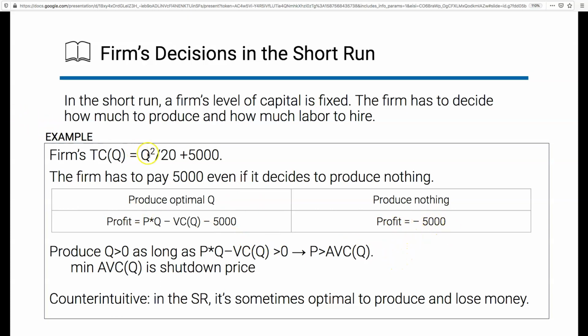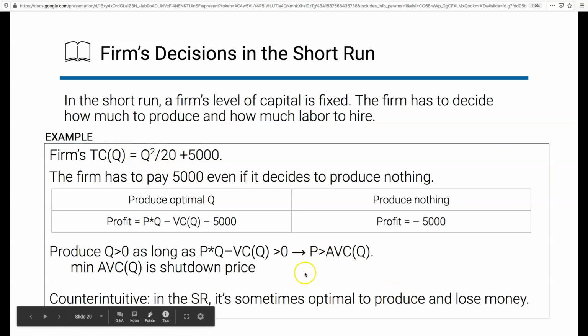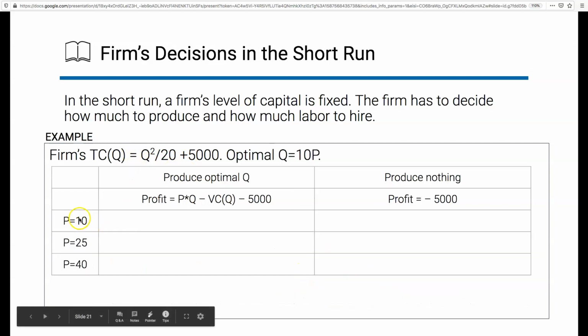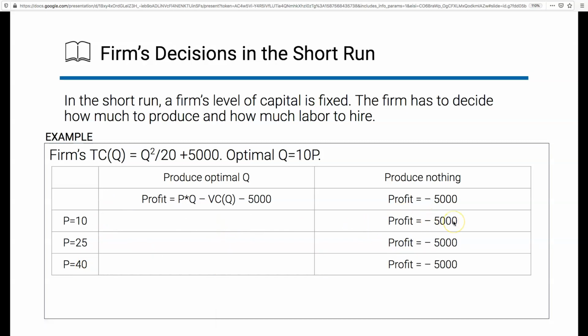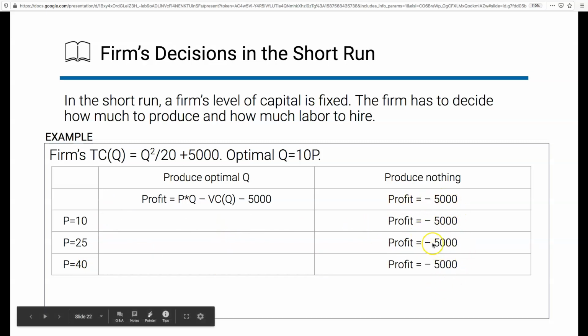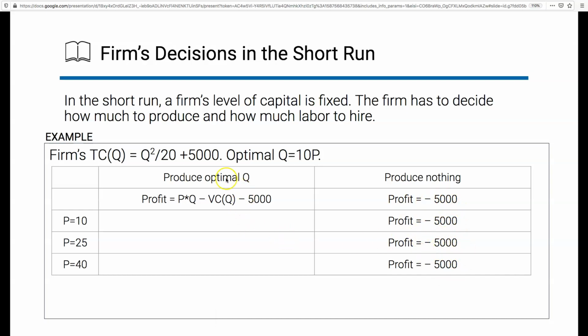And with this total cost equation in mind, let's look at the profit levels for different prices. So I'm going to look at price of 10, price of 25, and price of 40. And in all of these cases, producing nothing earns you profit of negative 5,000. So let's convince ourselves that producing the optimal amount would be better than producing nothing for all of these prices.